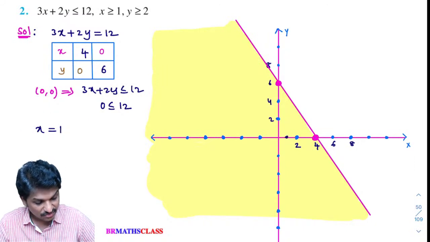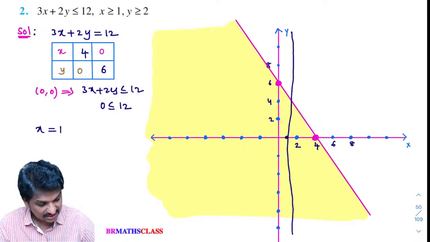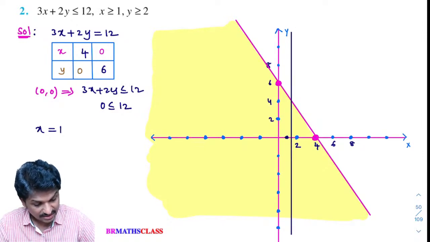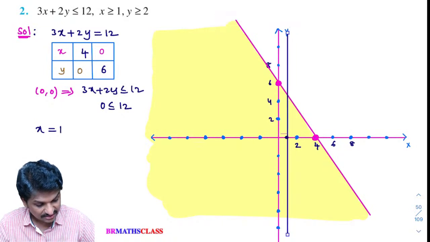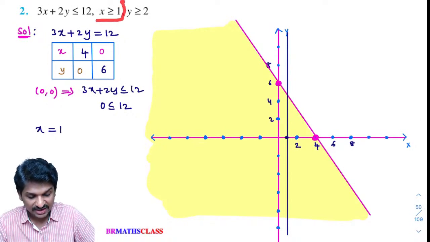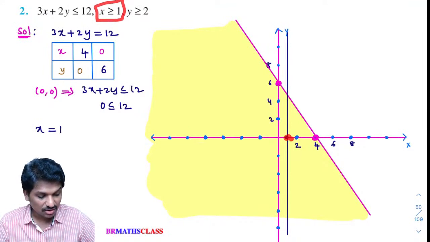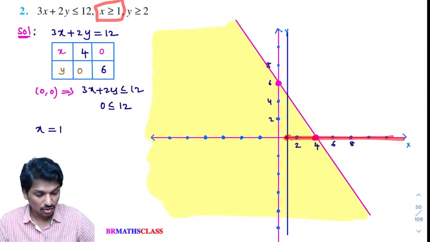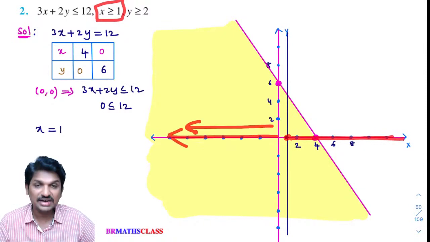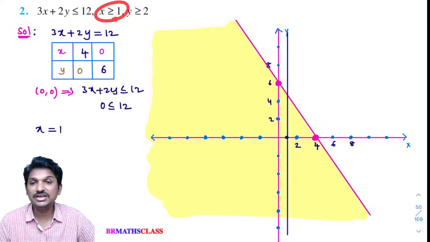Where is 1 here? Here 1 is there. So you draw a line parallel to the y axis at x equal to 1. You will get it like this. Okay, now for this line, which side do we need to shade? Here x greater than or equal to 1 is there. At this point you can observe, at 1, all these values are greater than 1, all these values are less than 1. Left side less than 1, right side greater than 1. Here greater than 1 is there, so we need to shade the right side.